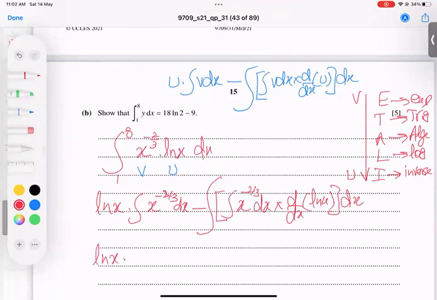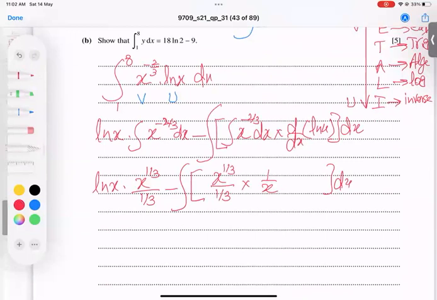Logarithm of x, what is the integration? Increase the power by 1. So if you increase negative 2 by 3 plus 1, it gives you 1 by 3. 1 by 3 up, 1 by 3 down. Same answer, I'm going to write it, because you know this and this are the same. So why work it out again? No need, just copy the value. The derivative of logarithm of x, all of you know, is simply 1 over x.